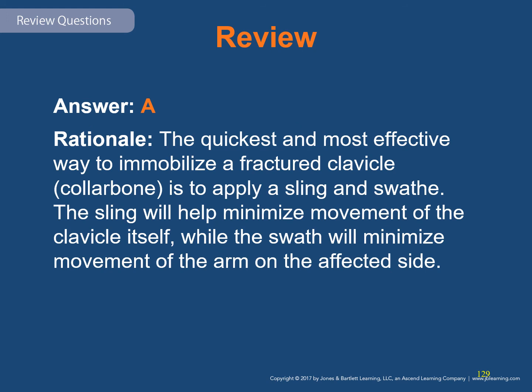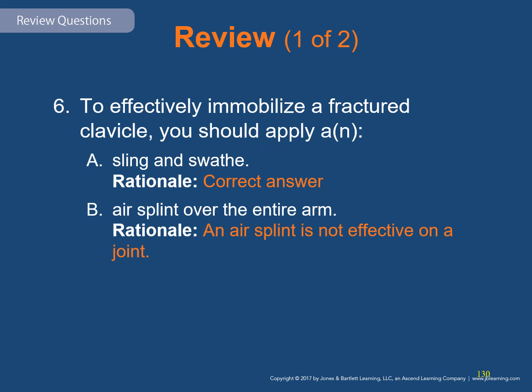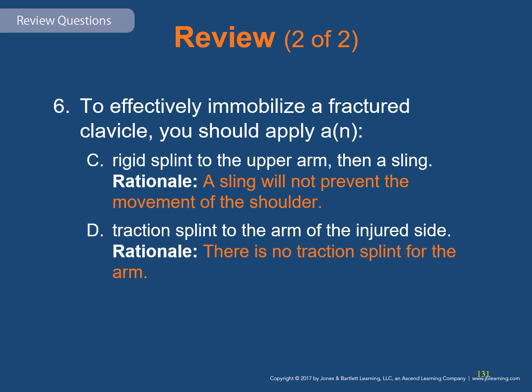The quickest and most effective way to immobilize a fractured clavicle is to apply a sling and swath. The sling will help minimize movement of the clavicle itself, while the swath will minimize movement of the arm on the affected side. A is the correct answer. B. An air splint is not effective on a joint. C. A sling will not prevent the movement of the shoulder. D. There is no traction splint for the arm.